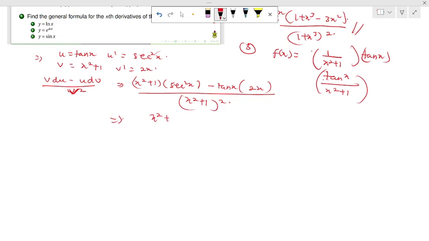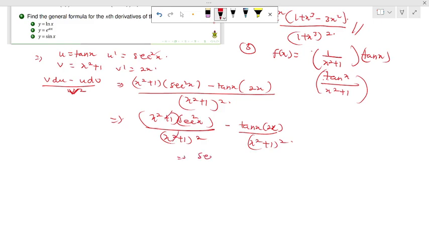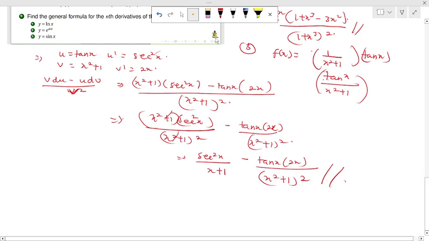So I'll have x squared plus 1 multiplying sec squared x, all over x squared plus 1 all squared, minus tan x multiplying 2x all over x squared plus 1 all squared. Then I can simply take one of these out and I'll get sec squared x over x squared plus 1, minus tan x multiplying 2x all over x squared plus 1 all squared. And this is enough. If you use the product rule, you surely get this answer, right? Now let's move on to the next aspect.